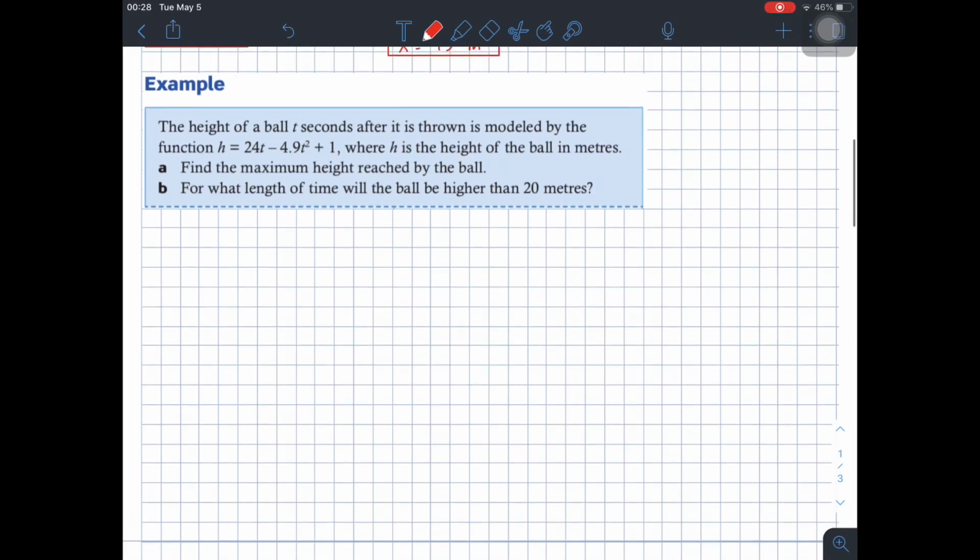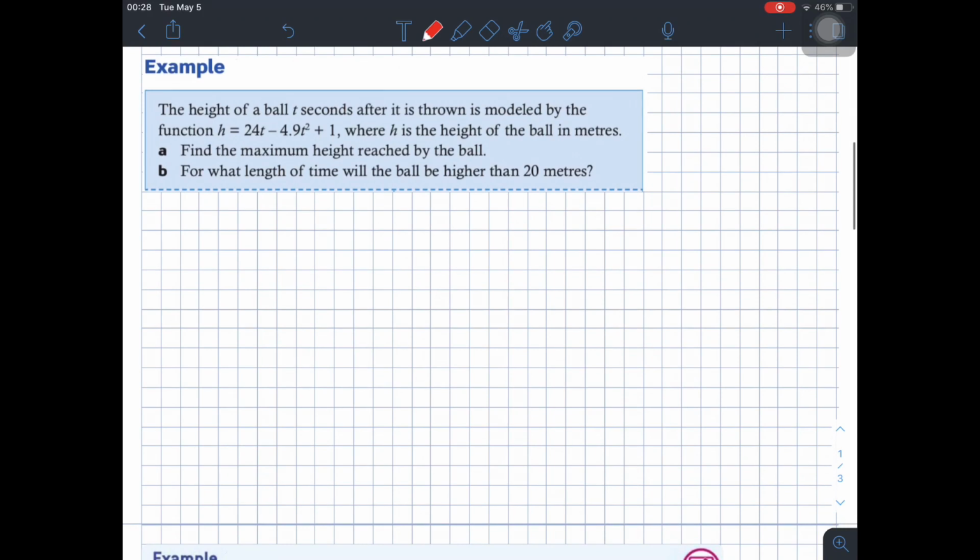You normally study this in physics. Okay, so let's go to a problem. It says find the maximum height reached by the ball. So you see that we have the equation here. H, the height, equals 24t minus 4.9 t squared plus 1, right? Height with respect to time.